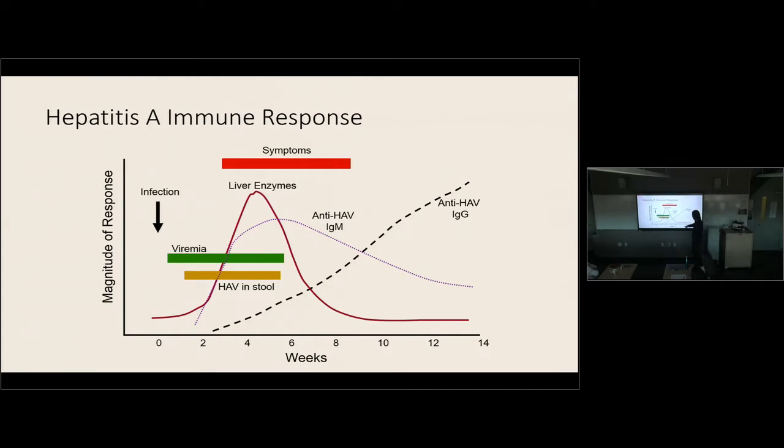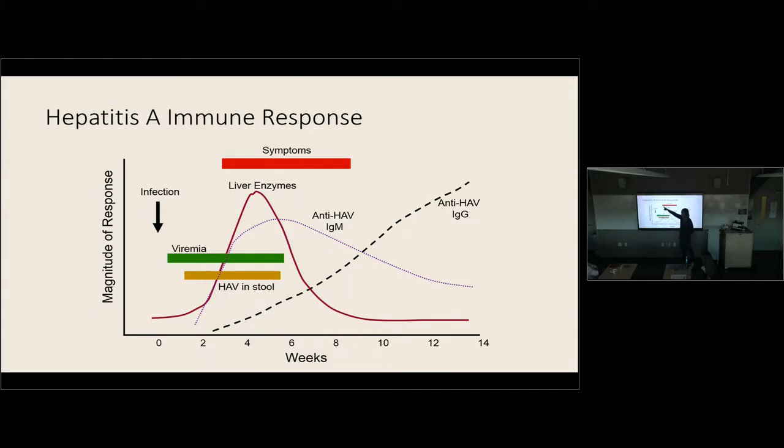So here on the bottom we have weeks. So this is weeks from exposure to the virus. And these bars kind of show what happens. So if you're infected on day zero, you have virus in your blood for the first 5 weeks or so.